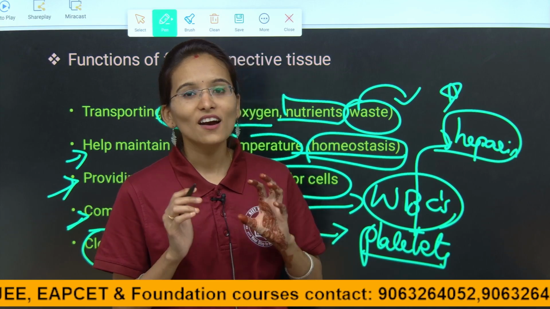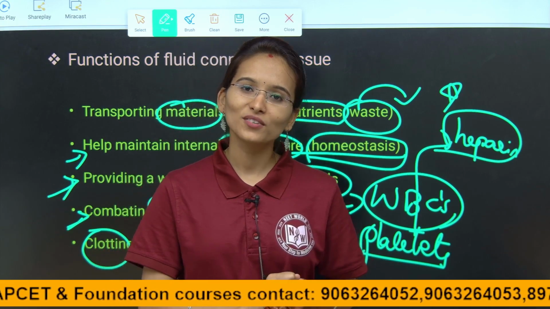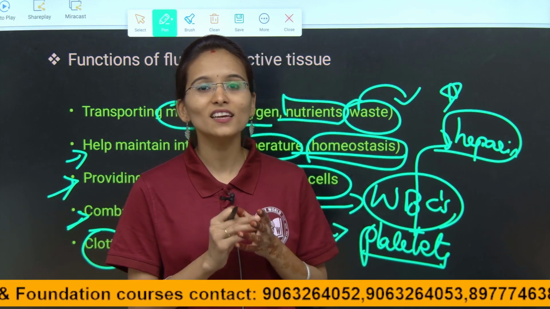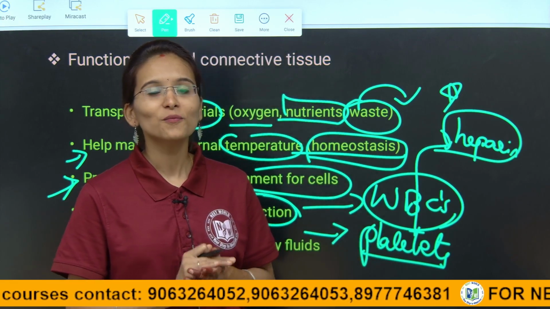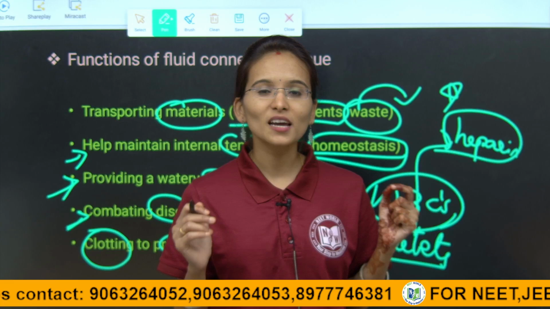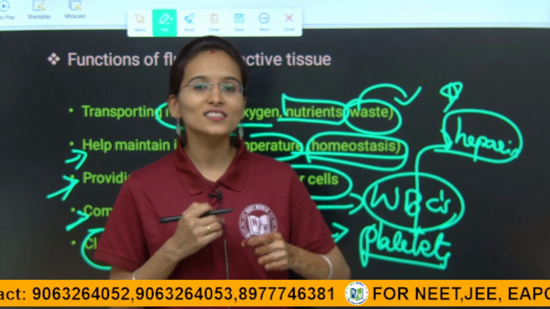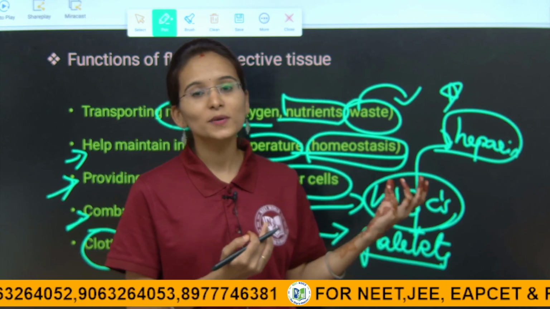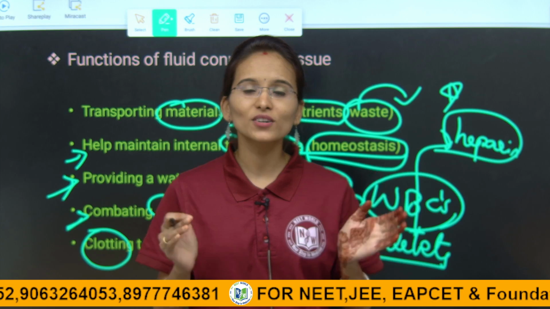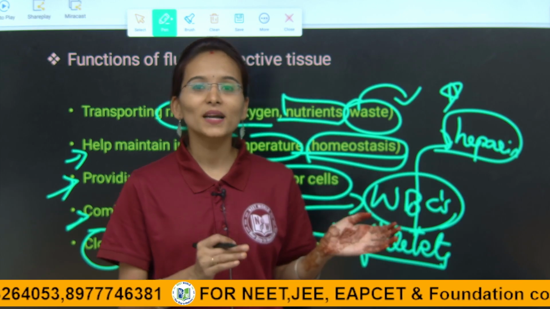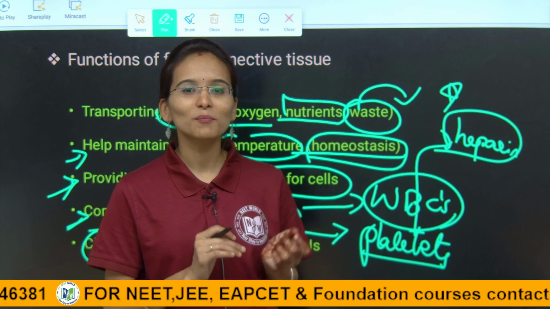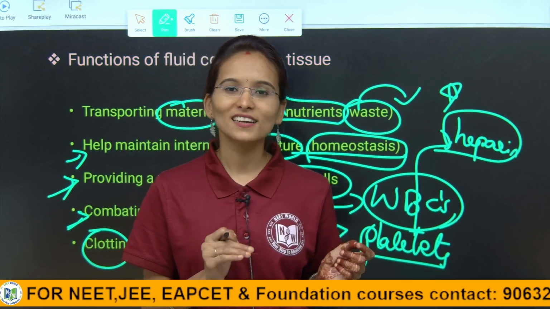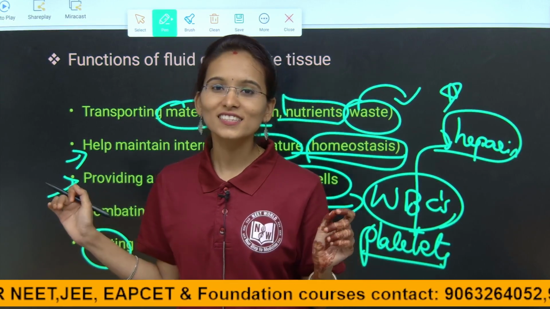We have learned in detail about the fluid connective tissues. We have done with the plasma, that is the matrix of the fluid connective tissue, and then we discussed different types of RBCs, different types of WBCs, and then lymph. Actually, fluid connective tissue is only made up of blood and lymph. We have discussed lymph, and then completed the WBCs, platelets and RBCs along with their functions.